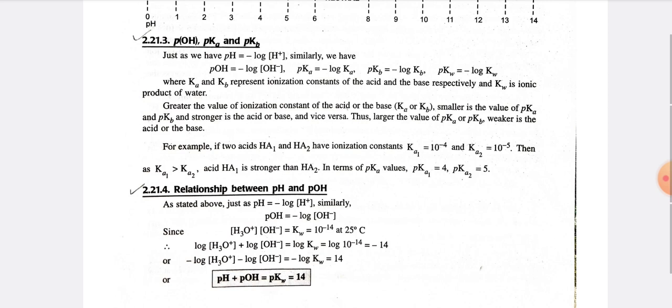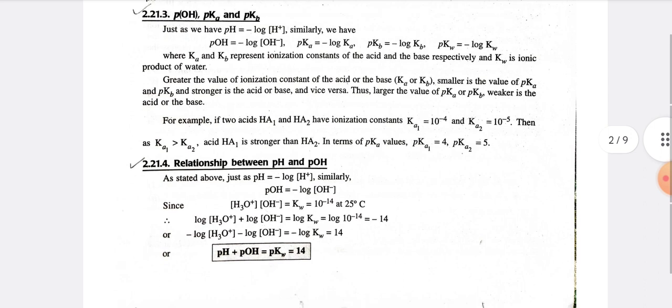Thus, the larger the value of the pKa and pKb, the weaker is the acid or the base. For example, if two acids HA1 and HA2 have ionization constants Ka1 and Ka2 of 10^-4 and 10^-5 respectively, then Ka1 is greater than Ka2. Acid HA1 is stronger than HA2. In terms of pKa values, pKa1 is 4 and pKa2 is 5.